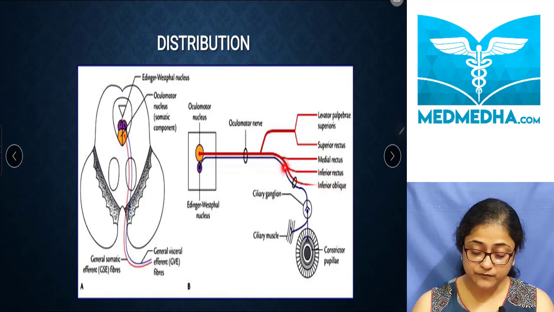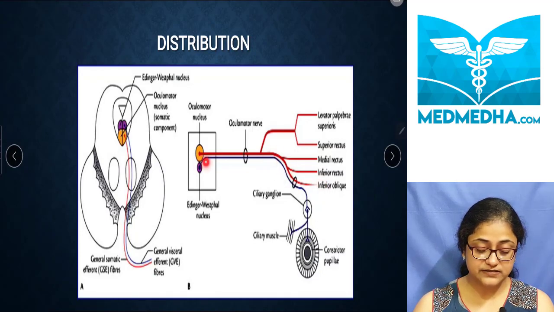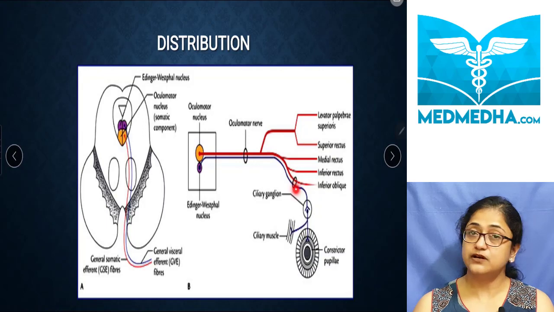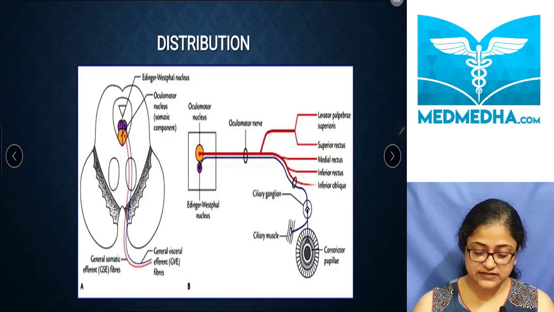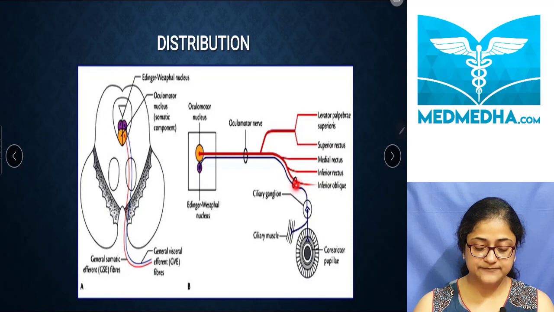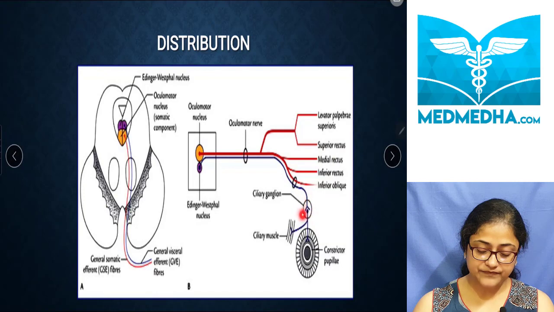Why? Because while it is going to supply the inferior oblique, along with it traverses the general visceral efferent component. I told you in the first slide that the general visceral efferent component goes and relays onto the ciliary ganglion. It acts as a preganglionic parasympathetic fiber, but in order to reach the ciliary ganglion, it traverses the nerve to inferior oblique. So, see, it is marked together. Along with the nerve to inferior oblique, this general visceral efferent preganglionic fiber travels.